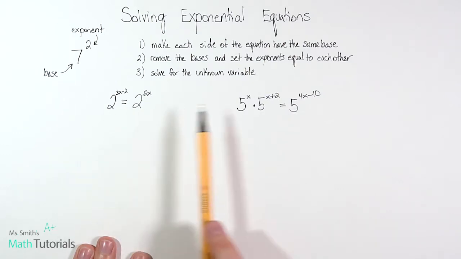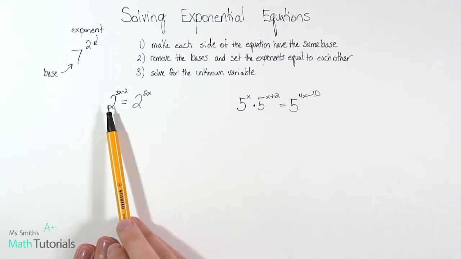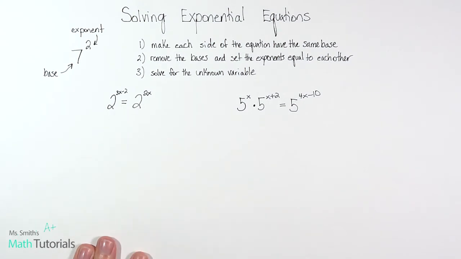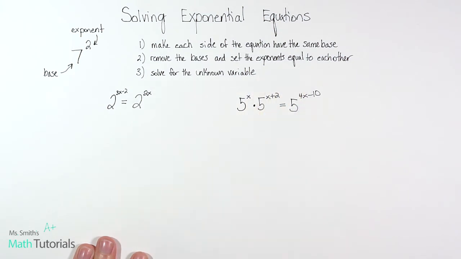For these first two problems, they both are going to have the same base. We'll get into on our next sheet what we do if we don't have the same base. But these are the pretty easy examples. They're already done. Okay. Number 2, remove the bases, set the exponents equal to each other.